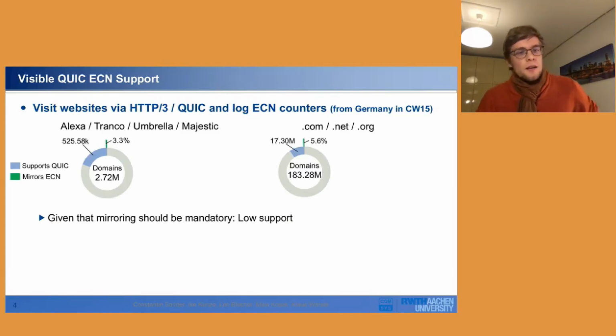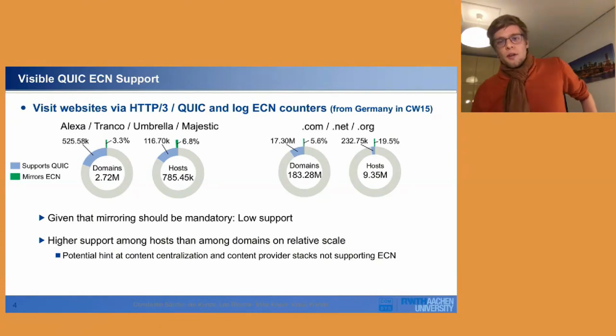What we find is that of the 2.7 million domains of our domain top lists, around 1/10 supports QUIC, and only 3.3% of these QUIC domains also support ECN. For ComNet.org, 180 million domains were scanned by our measurements, and only 17.3 million support QUIC, and of these 5.6% support ECN, so are mirroring back ECN signals. Given that mirroring should actually be mandatory, we see very low support.